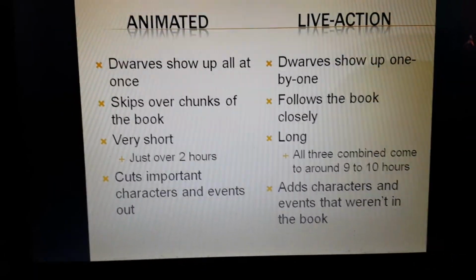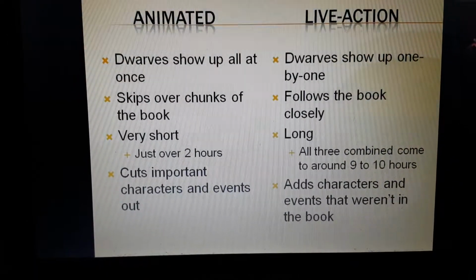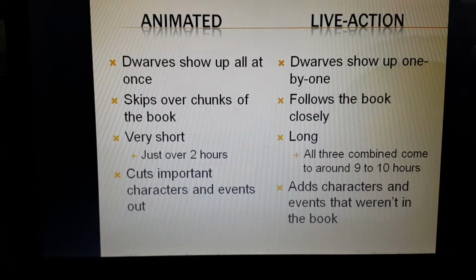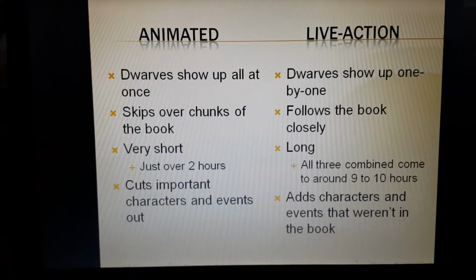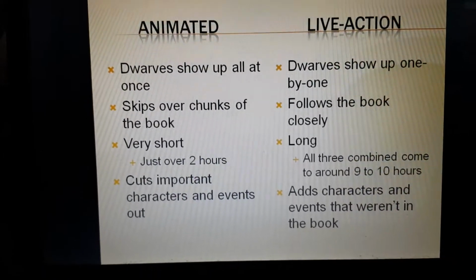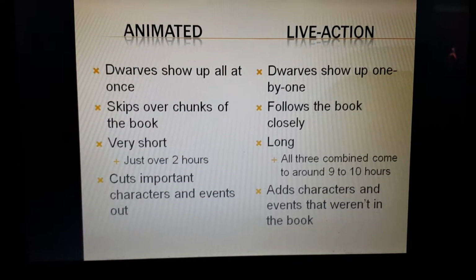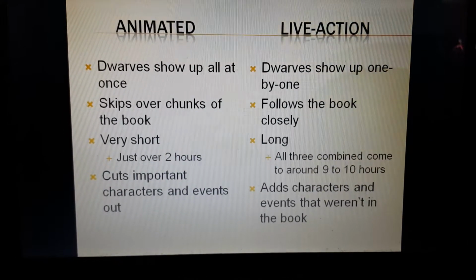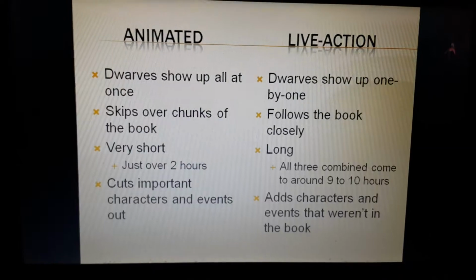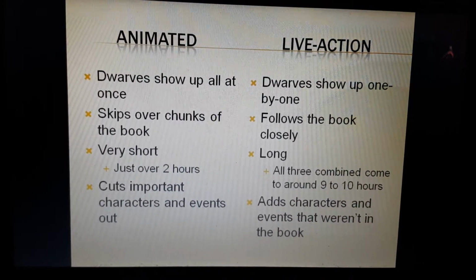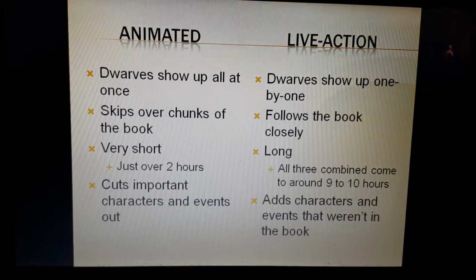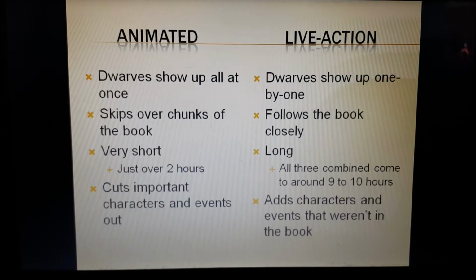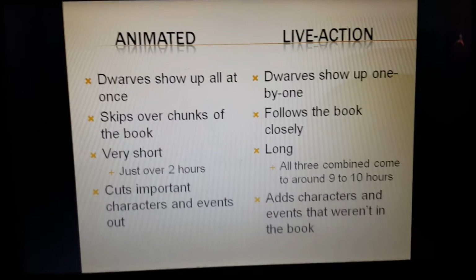So it does add in things, and the main reason is that they were trying to link the Hobbit trilogy with the Lord of the Rings trilogy. And I believe the reason why they cut characters and events in the animated movie is, again, the main reason why they skipped over chunks of the book, is that they were trying to not only condense it down to one movie, but they were also trying to cut out things that weren't necessarily important and weren't really appropriate for children.